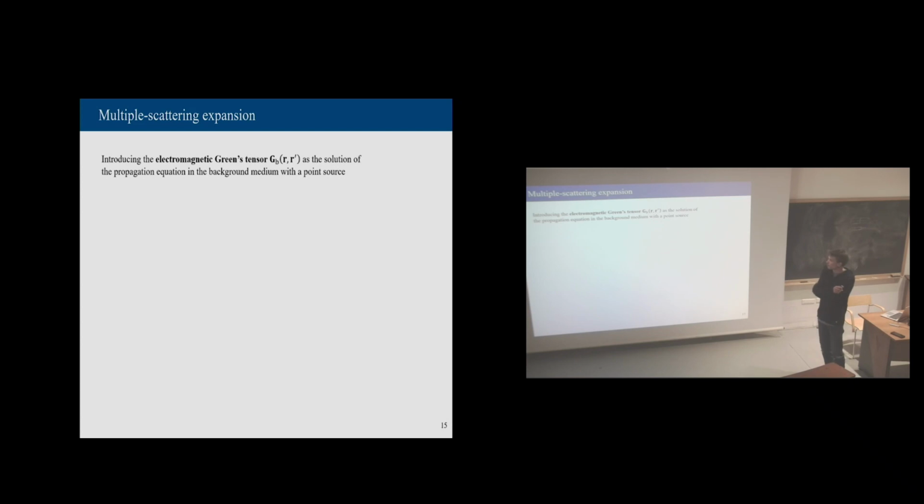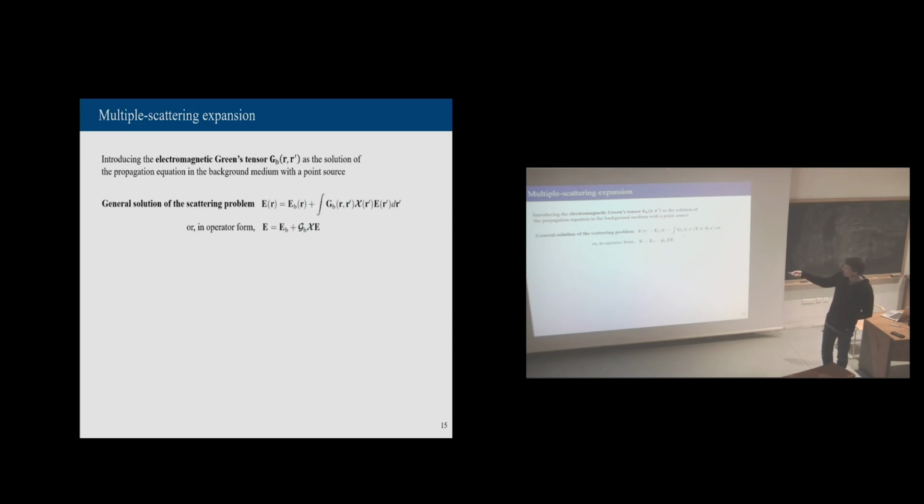So in the multiple scattering problem, usually you rely on Green tensors, dyadic Green's functions. These are solutions of the propagation equation in the background medium with a point source. And that allows you to write the scattered field as an integral with the Green's function, the scattering potential and the total field. So if you write it in operator form, this takes this very simple form here.